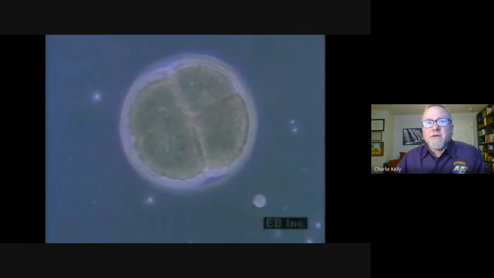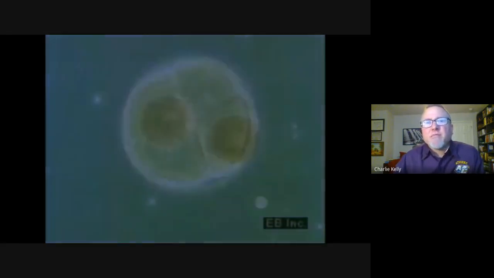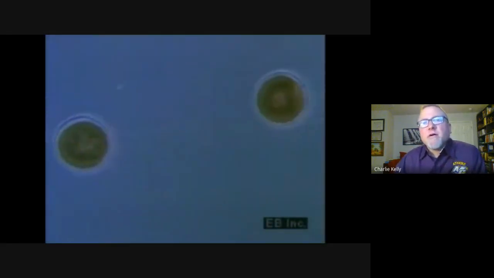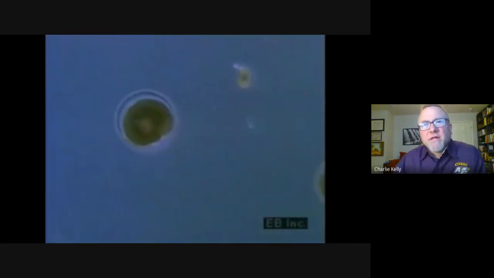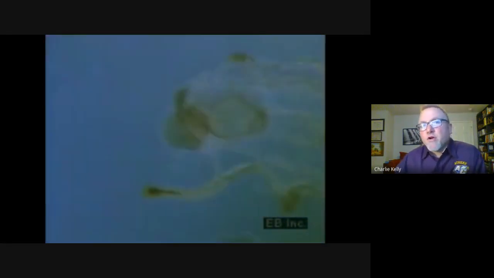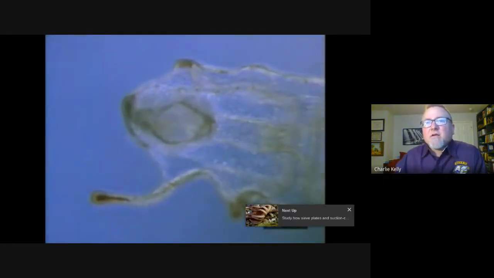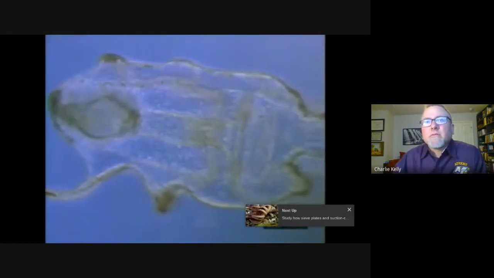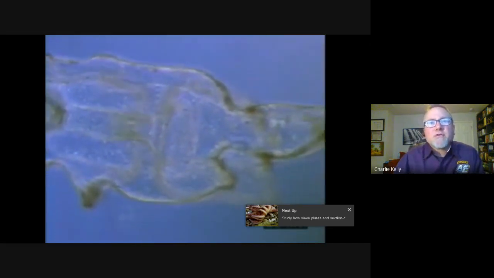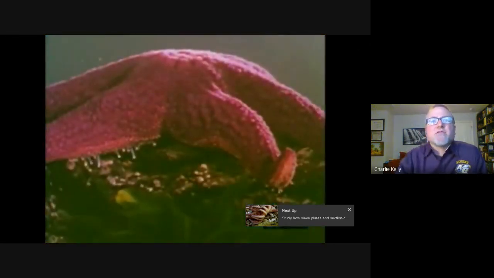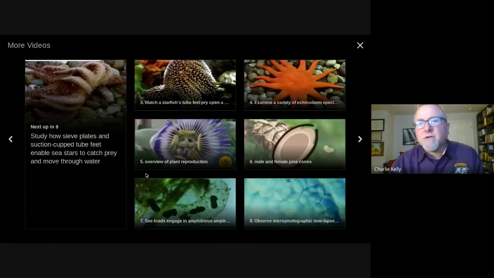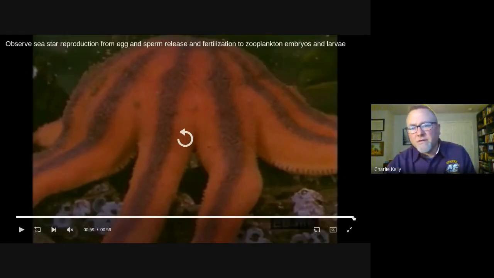We're looking at things very microscopically. The resulting embryos become part of zooplankton, and like all members of the zooplankton, sea star embryos drift with the currents, feeding, growing. Eventually, they all develop into larvae, which in time return to the seafloor and become starfish. Okay, good deal.